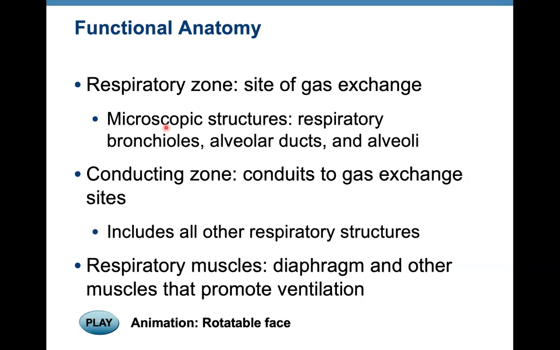If you sort of think about this, this would be like the ductwork going through your house to deliver the air to a particular area. So the conducting zone's function is to get the air to where it needs to be.